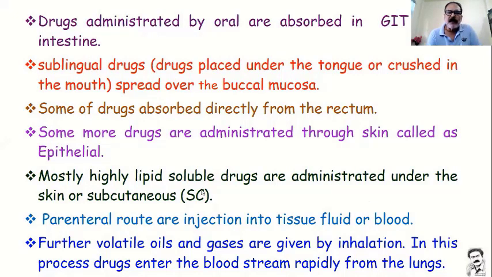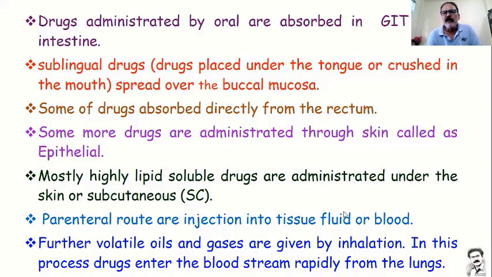If it is a fat soluble drug, it will affect the body immediately. But when it is water soluble, it is somewhat difficult, because the body has more lipid sections. So highly lipid soluble drugs are administered under the skin, subcutaneously. And parenteral route means injections into the tissue fluid or blood. Further, volatile gases: when you take inhalation, generally we take it through the nostrils, and the vapors will be in the form of gases. They will enter the bloodstream rapidly from the lungs.